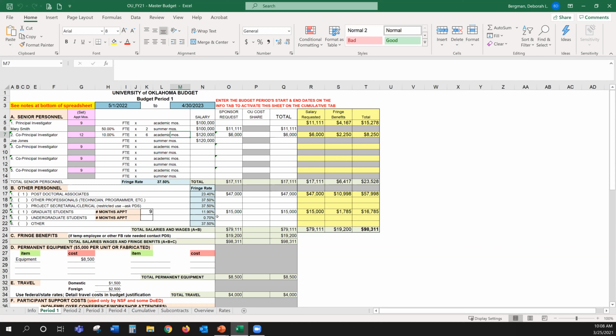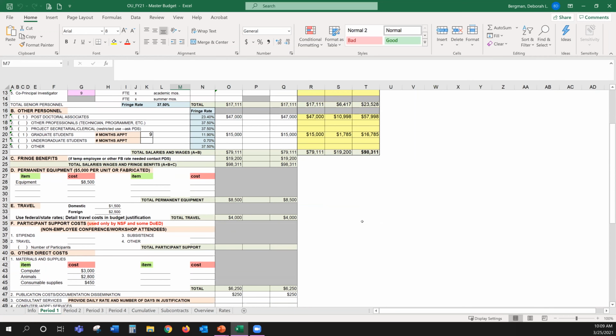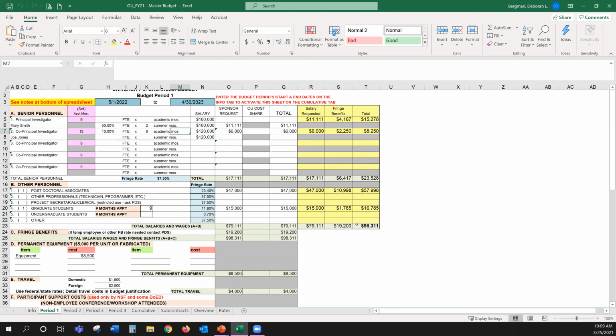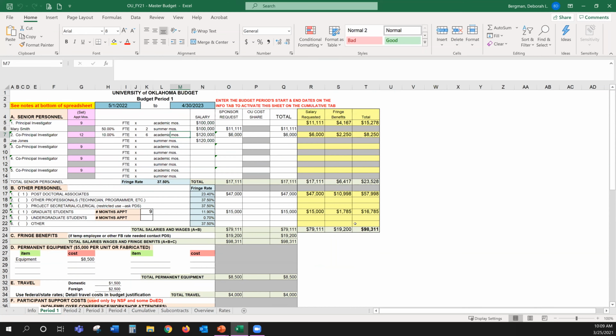There isn't currently a minimum rate for postdoctoral students, but the provost office is working on that, and information will be posted on their website when they have that finalized. Both the senior and other personnel sections of the budget are for OU Norman personnel only. Other personnel involved in the proposal who aren't OU Norman employees will be entered in other areas of the spreadsheet, such as subcontracts, vendors, or consultants.